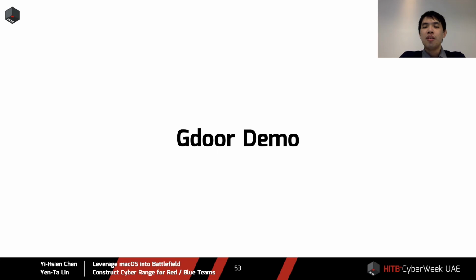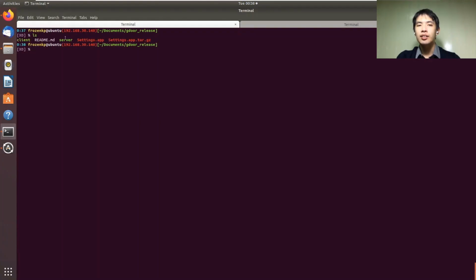Here is a demo of GDoor. Here are the files of GDoor. Server is the C2 server. It will serve the client and settings app. Client is our GDoor, and settings app is the privilege escalation module. Now we execute the server. Here are the commands you can use, including ls to show the online clients and a command to connect.